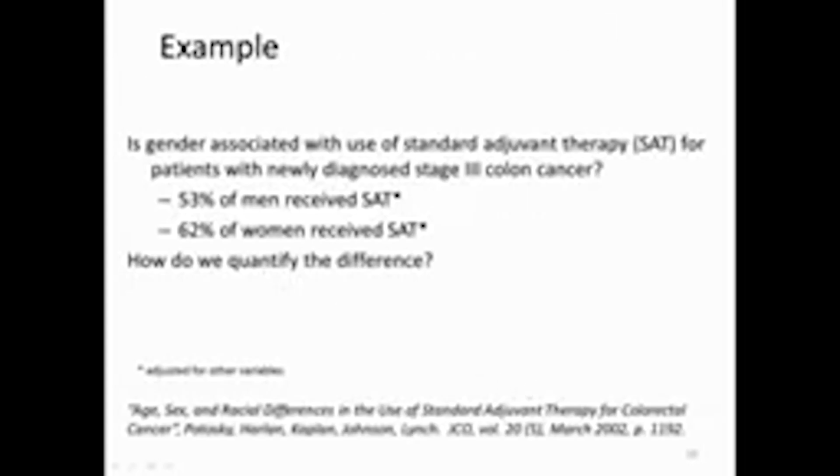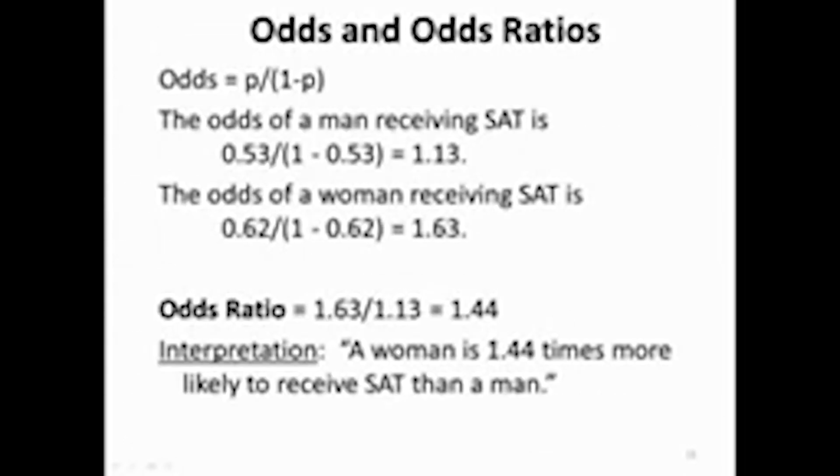We do not say that 9% more women received SAT treatment. We need to say a woman is 1.44 times more likely to receive SAT than a man, using this concept of odds ratio. So how do you calculate it? P divided by 1 minus P gives you the odds for men, P divided by 1 minus P gives you the odds for women, and then you take the ratio, that is 1.44. Understand? This odds ratio is very useful in this type of situation, binary data.